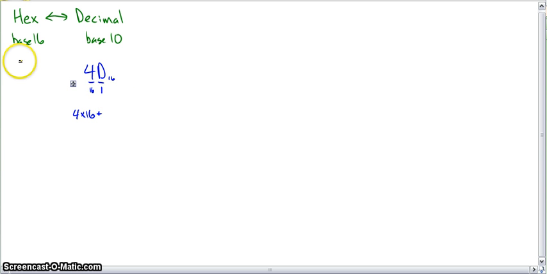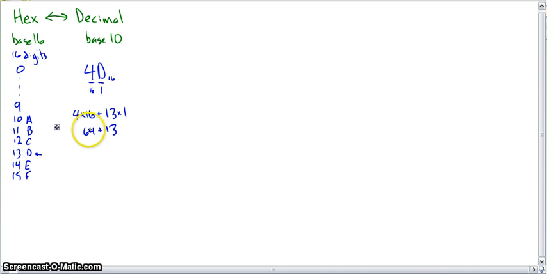Again, I never remember this, so I always do your base 16, your 16 digits are 0 through 9, and then we need to go through and figure out what the other ones are. So 10 is A, 11 is B, 12 is C, 13 is D, 14 is E, 15 is F, so D is 13. So we have 13 ones, which gives us 64 plus 13, which is, what's that, 77? So 4D in hex is equivalent to 77 in decimal.